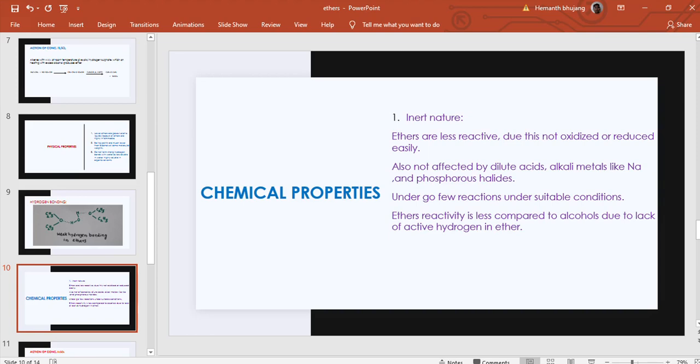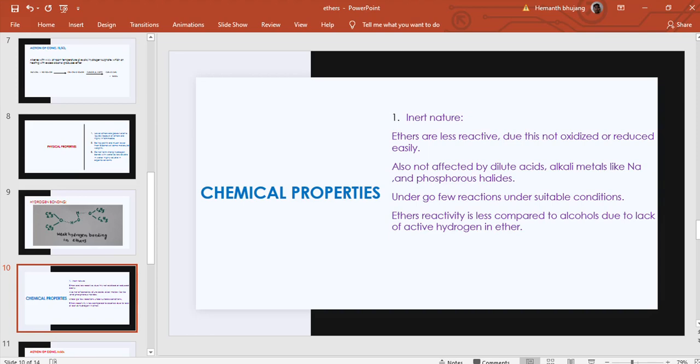They are not highly reactive. So when any compound is less reactive, to give products we have to use some special or suitable conditions. Ethers undergo a few reactions under suitable conditions. So what are those suitable conditions, and what are the reactions given by ethers? That we'll see in the next slide.